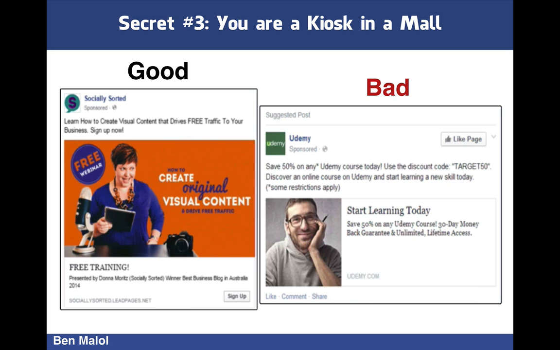Okay, the copy is really good. Learn how to create visual content that drives free traffic, free in big bold letters, to your business. Sign up now. And then at the bottom you see free training. This is something that grabs attention. Free webinar, you see that badge as well on the top left. And on the right here, you can see an ad that is just dull.